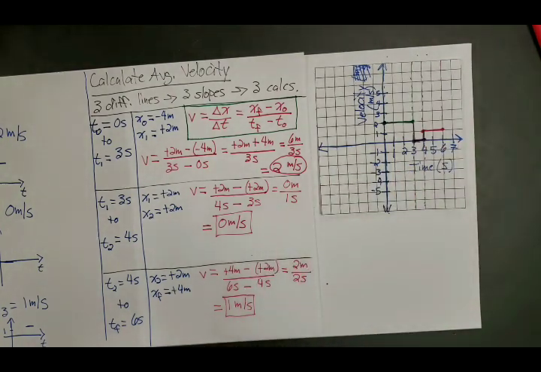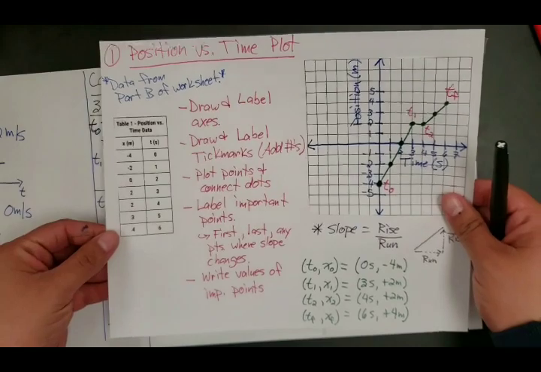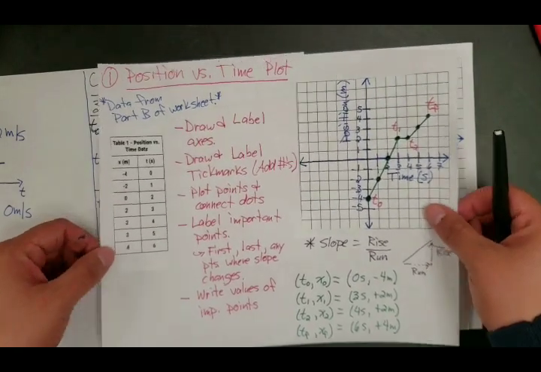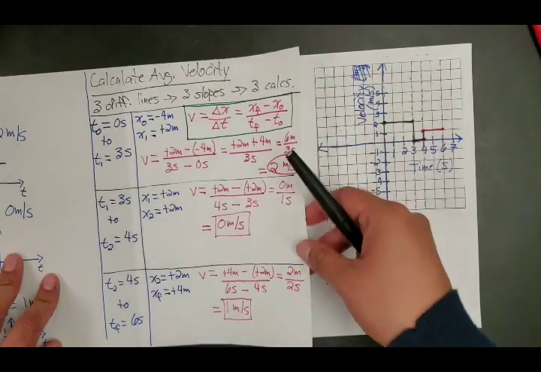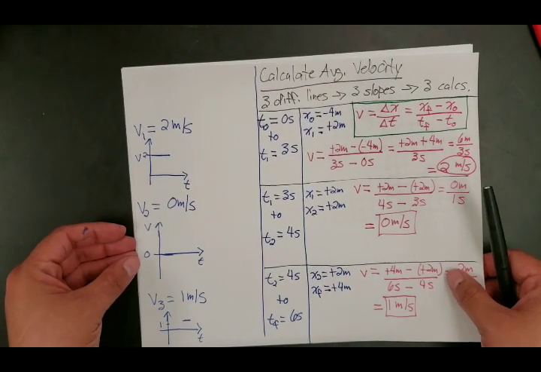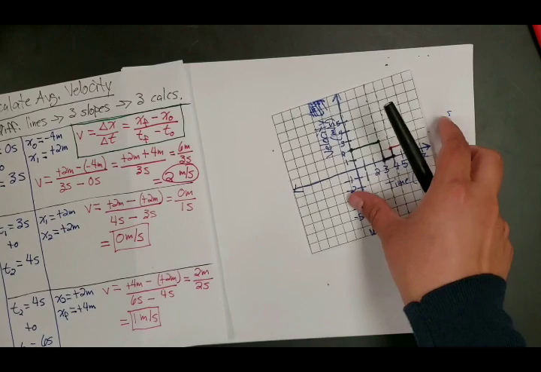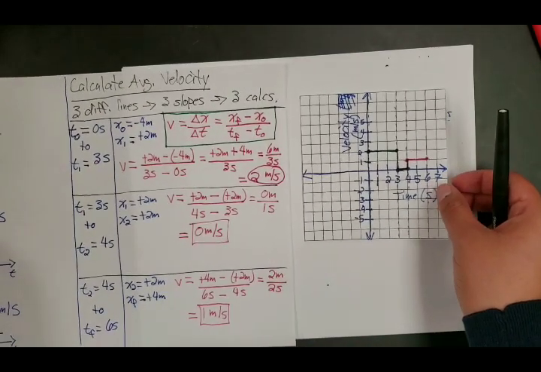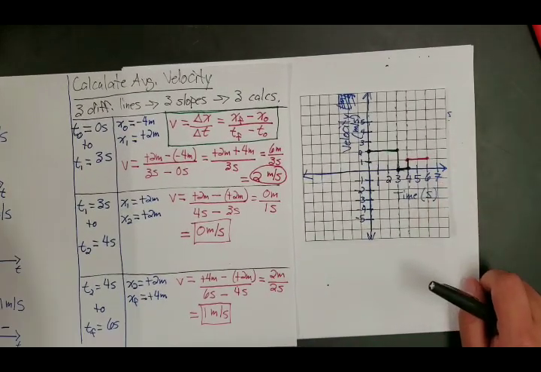And then that's it, guys. That's all you had to do to go from the position versus time data that you started off with. We went to calculate the average velocity. And then finally we got our velocity versus time graph at the end.